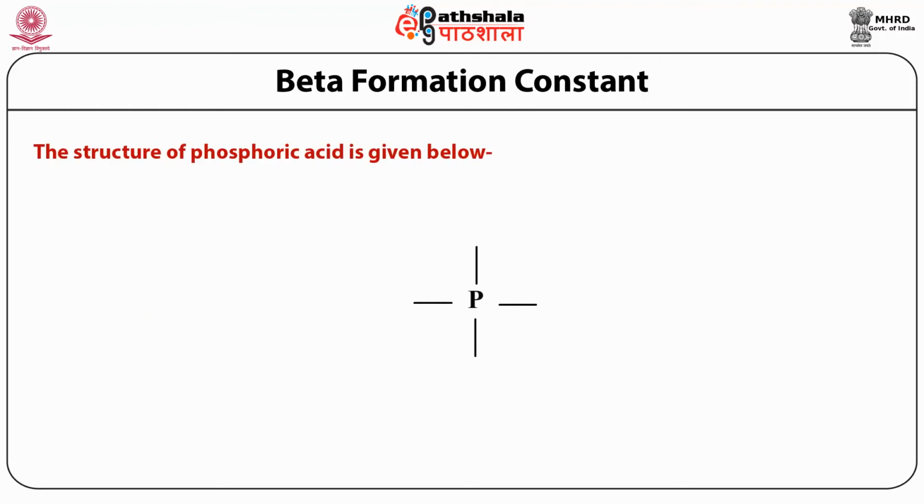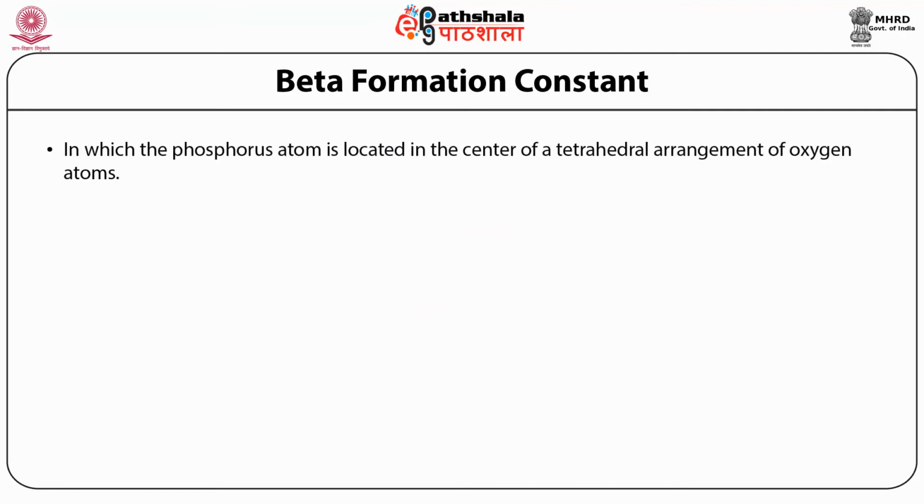The structure of phosphoric acid is given below, and from this structure you can see very well that three OH groups are attached to phosphorus, in which the phosphorus atom is located in the center of a tetrahedral arrangement of oxygen atoms.